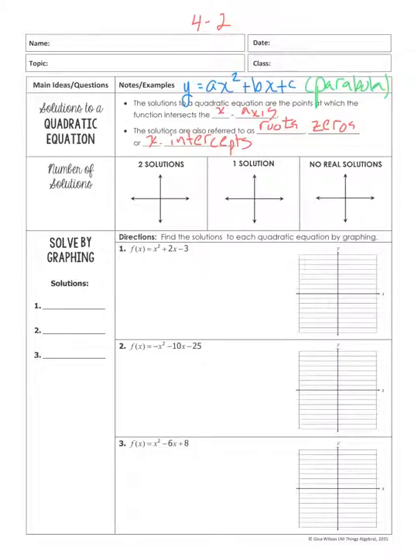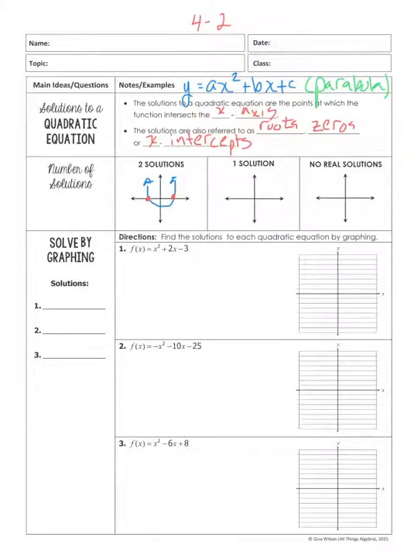A parabola is a curve that opens up or down, and so we have three different solutions, because the parabola can cross the x-axis twice, once, or no times. Let's look at some examples of what that looks like. Two solutions might look like this, and so your roots or your zeros would be right here.